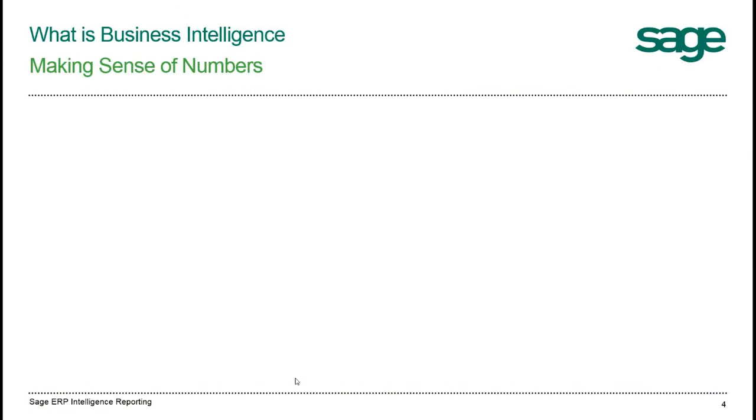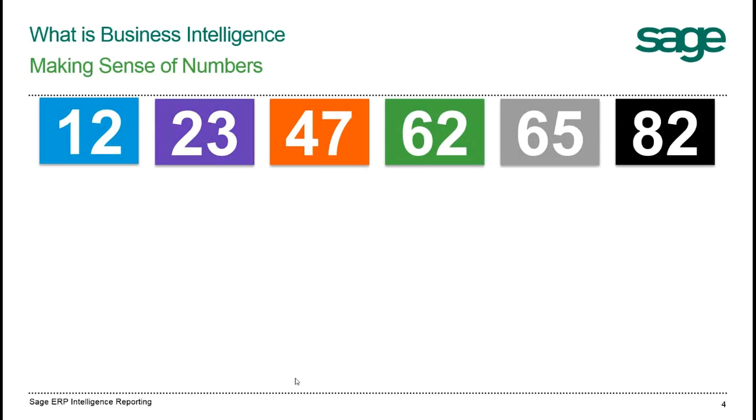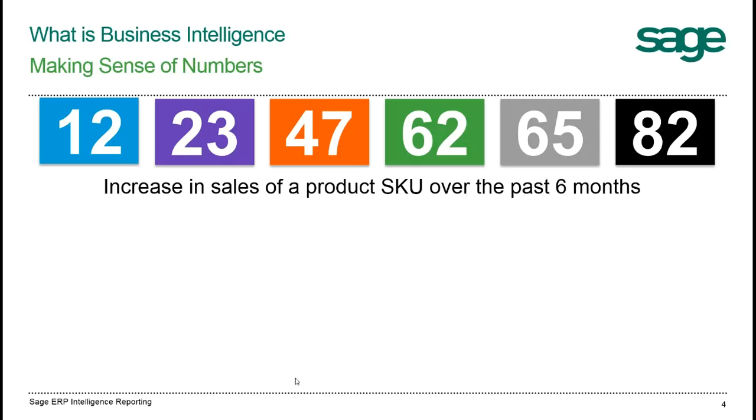So to get started, like I mentioned, it's all about putting data into context, but getting it out in a way that can make more informed, timely, strategic business decisions. So I've got a few examples of taking these numbers that you see here on your screen and putting them into context. So let's just say, for example, that these numbers were an increase in product SKU over the past 6 months.